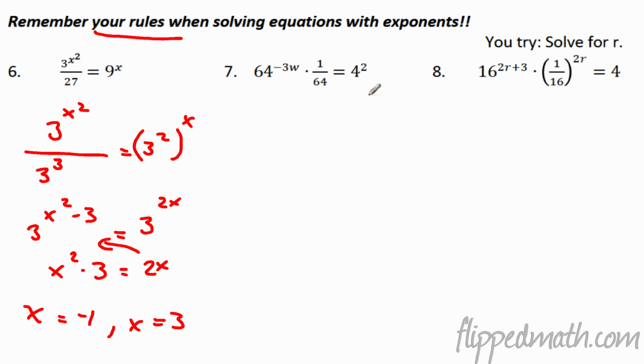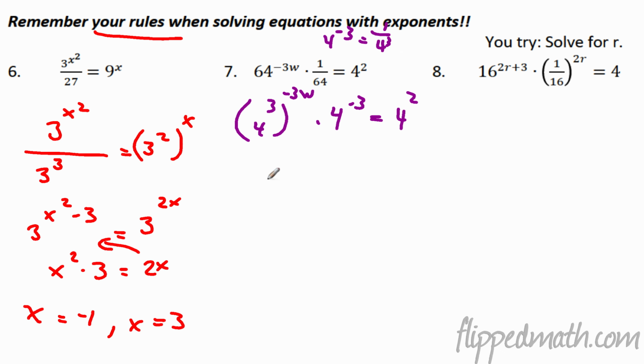All right, number 7. Same idea. I look at all these powers of 4. This is really ugly, though. I'm going to rewrite that. That's 4 to the third power. And then that, you got to be really careful with your parentheses and everything. So that is raised to the -3w power times, what is this, 1 over 4 to the third, so that's 4 to the -3, and this is all equal to the 4 squared power, right? So 4 to the -3, did everybody catch that? So that's 1 over 4 to the third, which would be 1/64th, so that's where that comes from.